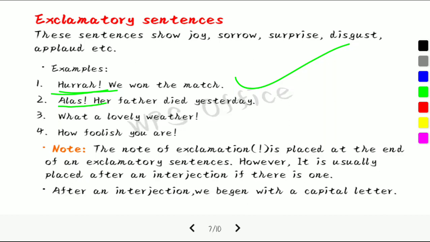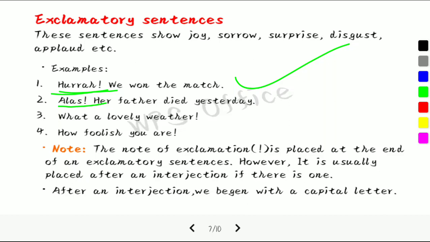What a lovely weather. This might seem like a question, but we are expressing something. I'm glad to see a sunny day today after a long time, after rainy days. So I will express my joy like, what a lovely weather today.